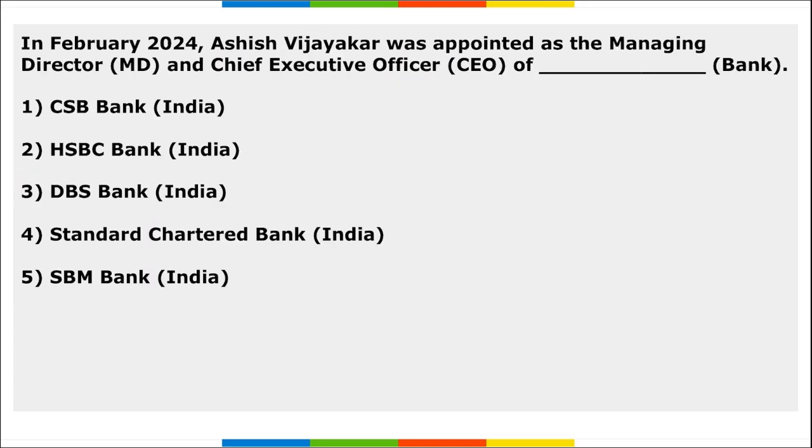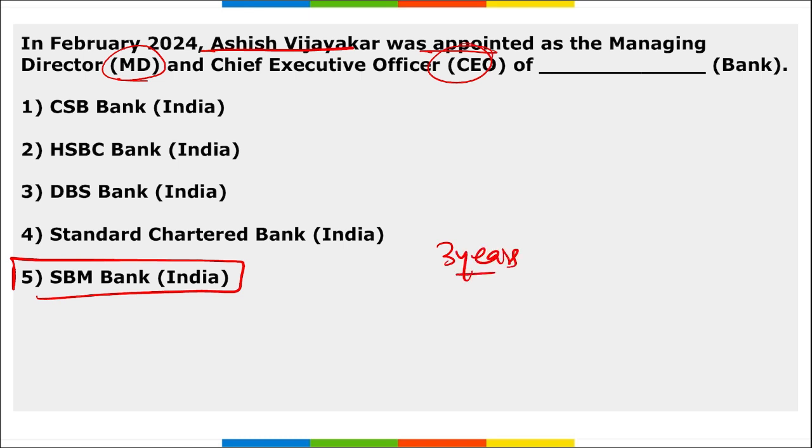Right? Next, Ashish Vijayakar was appointed as the MD and Chief Executive Officer of SBM Bank India. Correct? He will be in this position for 3 years, and he will succeed whom? He will be succeeding Siddharth Rath.